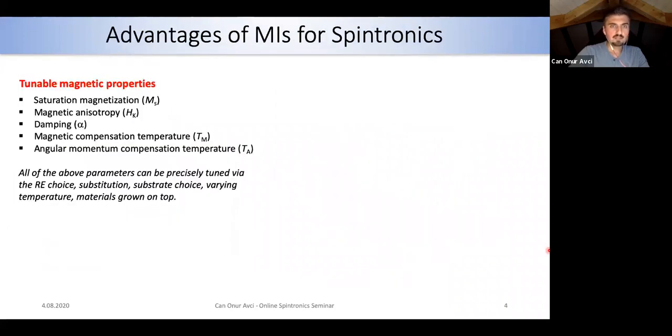Let me look at the advantages of these rare earth iron garnets, or magnetic insulators in general, for spintronics. There are two kinds of properties we can talk about. One is the tunable magnetic properties, such as the saturation magnetization, because depending on the rare earth that you use, you can get different saturation magnetization. The strain state also gives rise to different anisotropy scenarios, so you have tunable magnetic anisotropy. You also have a tunable damping.